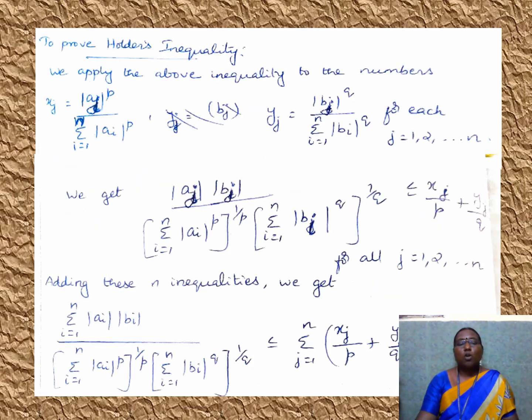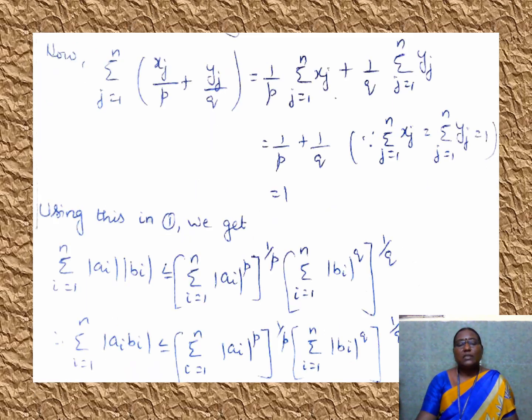Now let us come to the main part of Holder's inequality. We apply the above inequality to the numbers. So instead of x, we take xj equal to modulus of aj power p by summation i equal to 1 to n mod ai power p. And instead of y, we take yj equal to modulus of bj power q by summation i equal to 1 to n mod bi power q, for each j equal to 1 to n. So if we apply the values of xj and yj in the previous result, we arrive at mod aj into mod bj by summation i equal to 1 to n mod ai power p the whole power 1 by p into summation i equal to 1 to n mod bi power q the whole power 1 by q less than or equal to xj by p plus yj by q for all j equal to 1 to n. So if we add all these inequalities and simplify, we get Holder's inequality. And while simplifying, we use the result 1 by p plus 1 by q equal to 1.